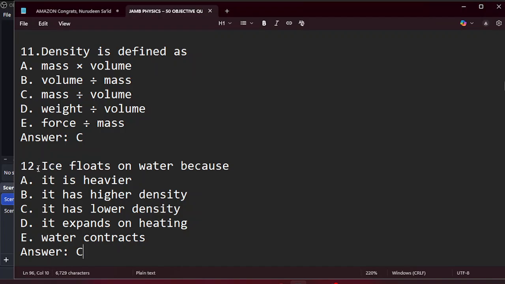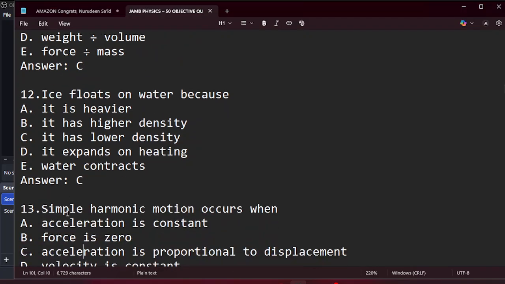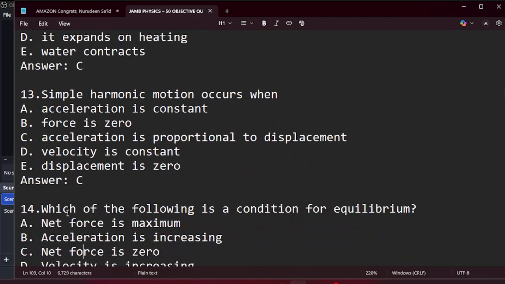Question number 12. Ice floats on water because A. It is heavier. B. It has higher density. C. It has lower density. D. It expands on heating. E. Water contracts. The answer is C, which is it has lower density. So that's the reason why ice floats on water, because it has lower density.